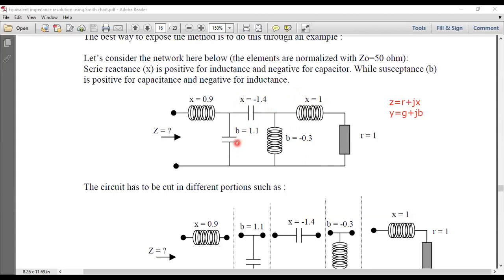When the capacitor is in parallel, the susceptance B is given, and for the inductor in series, the reactance X is given. So can you observe one thing? For the elements which are in parallel, their B, that is the susceptance, is given, and for the elements which are in series, their reactance is given. Why might this be? Any guess?